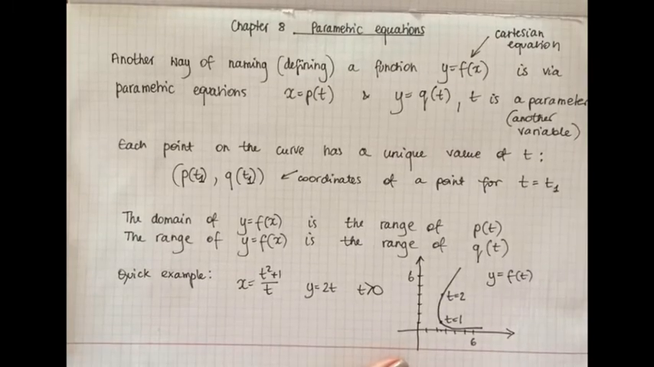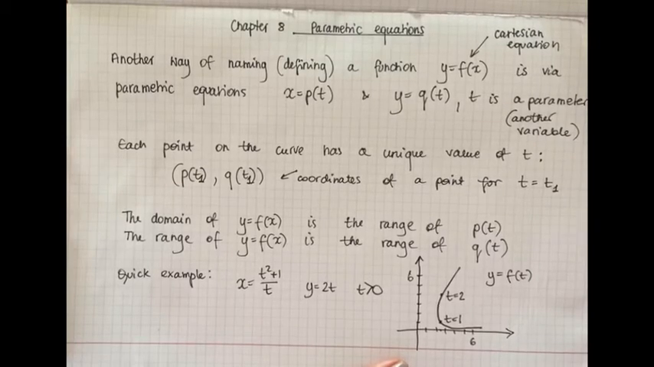Okay, Chapter 8, Parametric Equations. Parametric equations is simply an alternative way of naming a function that's given in terms of y and x. If a function is given in terms of y and x, it's called a Cartesian equation. So, for example, y equals sine x, or y equals 2x plus 3.